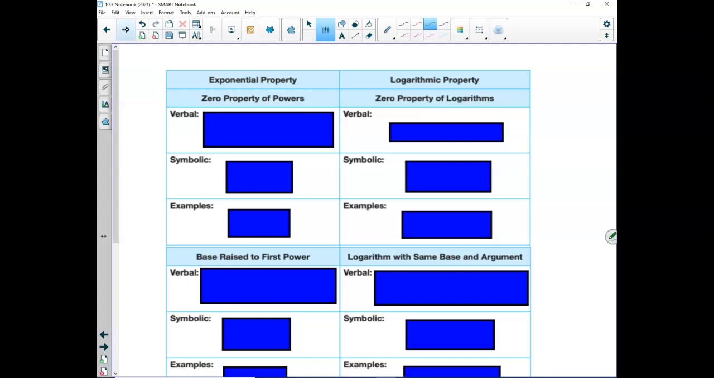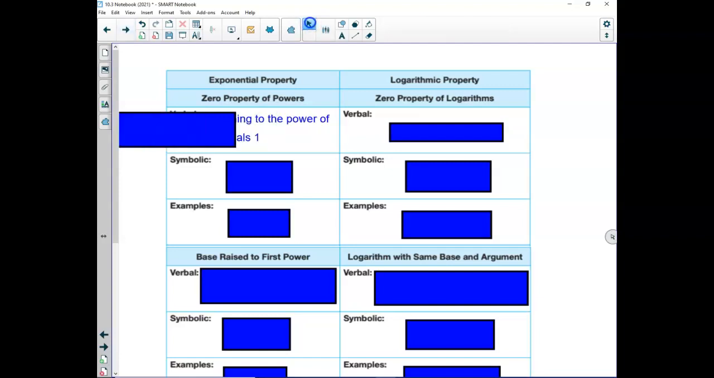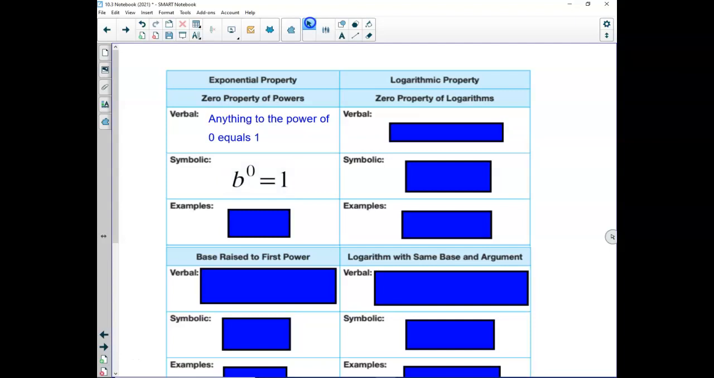Well, the zero property of powers. If you remember that, anything to the power of 0 equals 1. Symbolically, that is b, any base, to the power of 0 equals 1. And an example, you can pop that off really easy: 3 to the 0 equals 1.